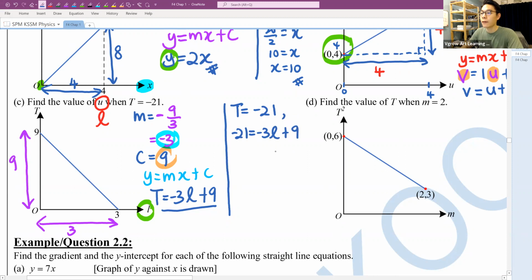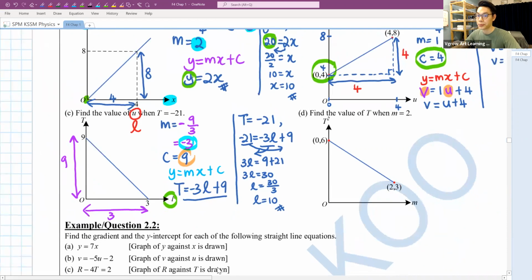Let's do this slowly. I don't know how you guys prefer to do it, but if you want, you can move this to here, becomes +3L. The 9 I didn't move, so 9 stays here. -21 move there, become +21. So I'm dealing with plus become minus, minus become plus. 3L equals to 30. 30 divided by 3 is a 10.